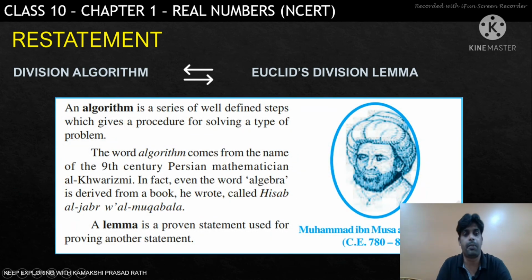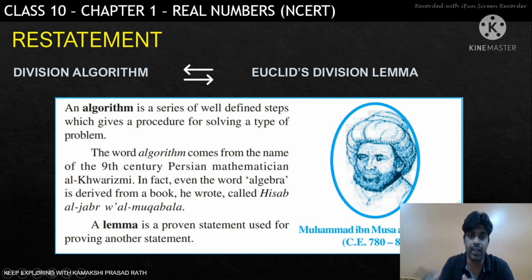Talking of this restatement, an algorithm is nothing but a series of steps that we follow to solve a problem. Like making tea, whatever you are making, what is the procedure of that? Something like programming or anything. An algorithm is a well-defined set of steps. First what we will do, next what we will do, what is the next step to be followed. That's a set of instructions. Now, what is a lemma? A lemma is a proven statement used for proving another statement. So these two are pretty much interlinked, division algorithm and Euclid's division lemma.